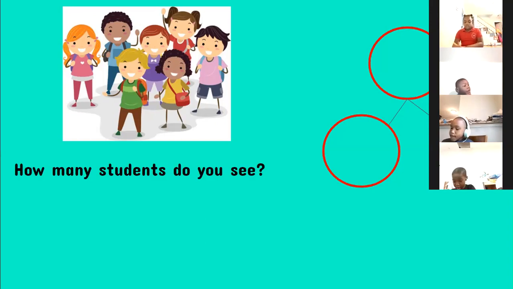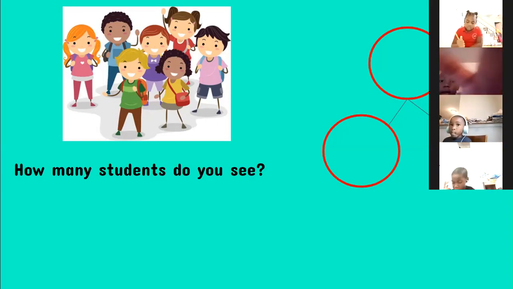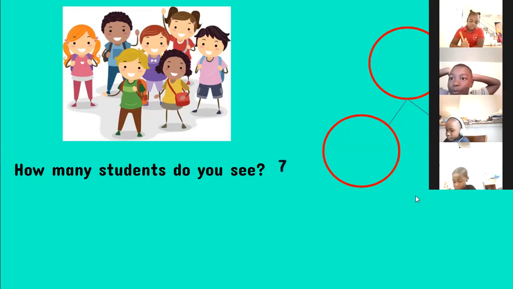All right, let me see, Elijah, how many kids do you see? Elijah, I can't hear you. 7. There are 7 kids. So Elijah, do you think 7 is my whole or my part? Whole. Yep, I see 7.